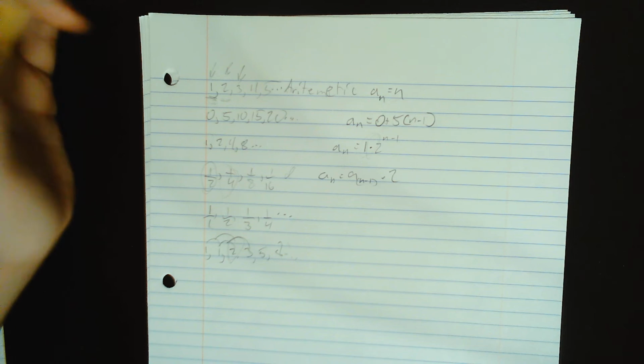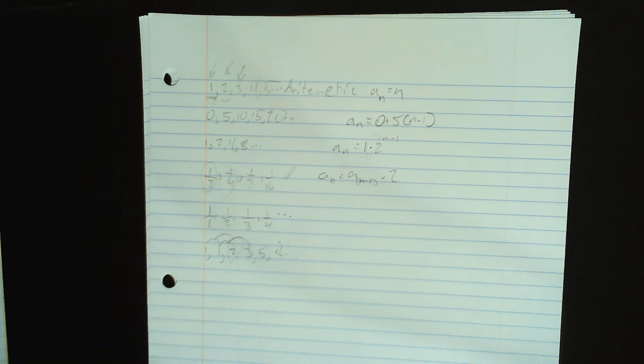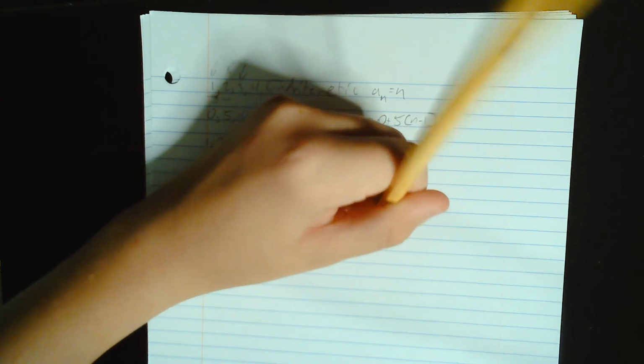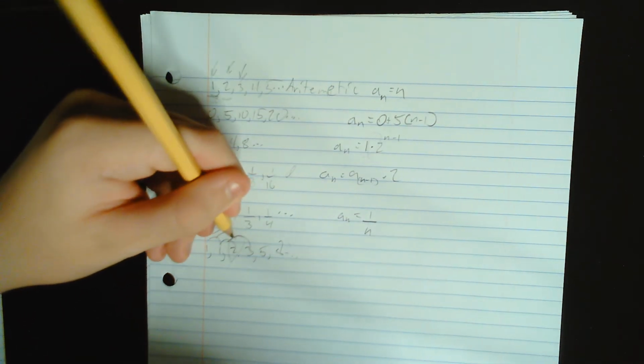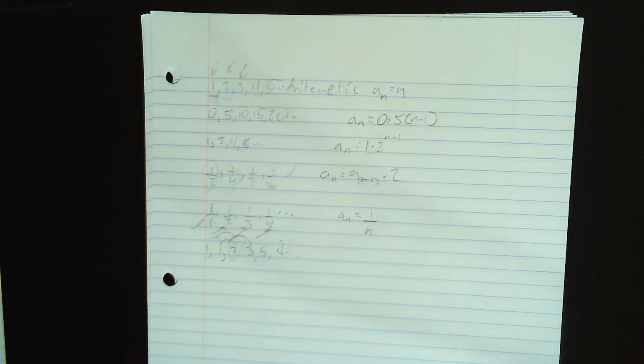Next one, we have this harmonic sequence. This one seems really tricky to figure out until you realize it's just a_n equals 1 over n. A1, A2, A3, A4, and so on.